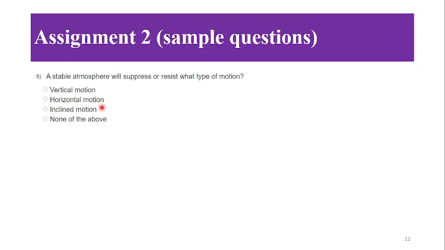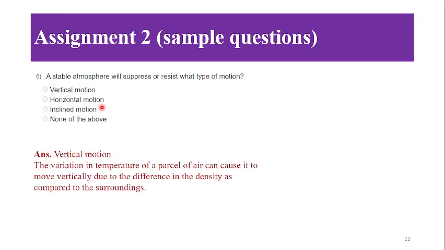So if a parcel of air is hotter than its surrounding, its density will be lower. So it will tend to rise vertically upwards. And if the temperature of the parcel of air is colder than its surrounding, it will not tend to rise up because its density will be higher. And the hotter parcel of air will have lower density. Yes. So the answer is vertical motion.